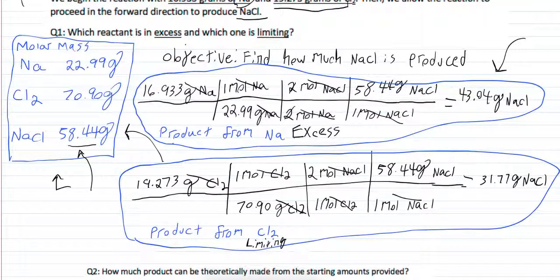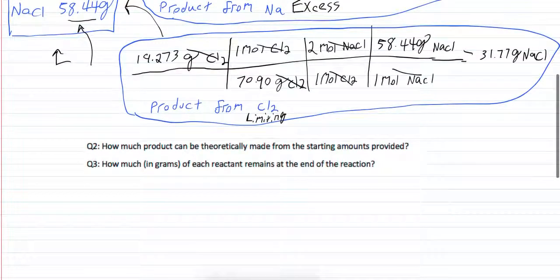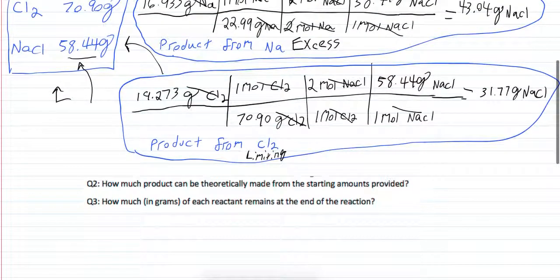Now we have a second problem down here. How much product can be theoretically made from the starting amounts provided? And the nice part about this question is we just answered it. Look back at the amount of product made from our limiting reactant, Cl2. This is the amount that can theoretically be made. So this one is done.